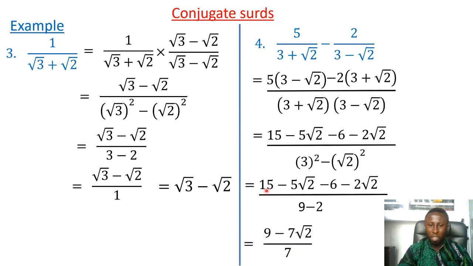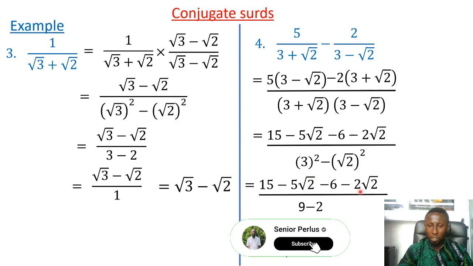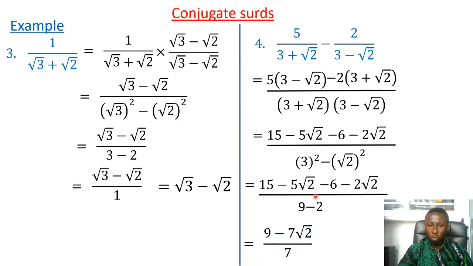Okay? So 15 minus 6 is 9. Then negative 5 root 2 minus negative 2 root 2. So the root 2 will go. That's why we got the negative 7 root 2. So this is our final answer. But we can still simplify. If we divide here, the 7 will cancel. Okay, but I can leave it like this. So this is the conjugate of said.